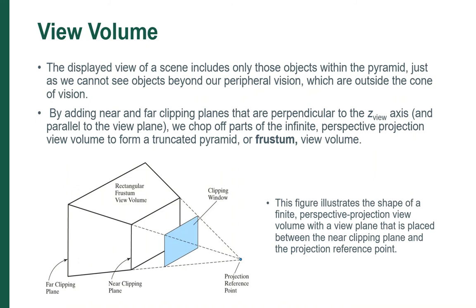By adding near and far clipping planes, as I said, that are perpendicular to the Z view axis and parallel to the view plane, we chop off parts of an infinite perspective projection view volume to form a truncated pyramid or frustum view volume. This we call a rectangular frustum view volume.